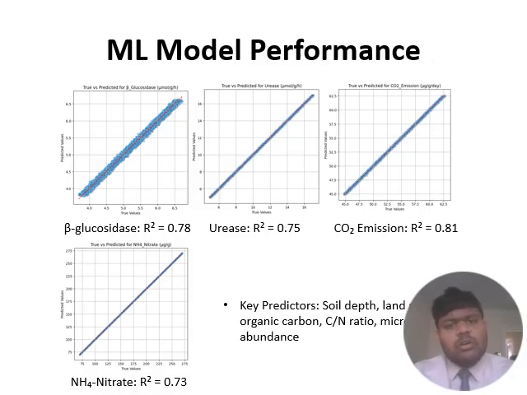The model showed strong predictive ability, with R-squared values between 0.73 and 0.81 for the main targets, indicating that the model could explain most of the variance in microbial enzymes and nutrient cycling. Key predictors identified were soil depth, land use type, soil pH, organic carbon, carbon-nitrogen ratio, and microbial abundance. This highlights the importance of both environmental and management variables in shaping soil health.